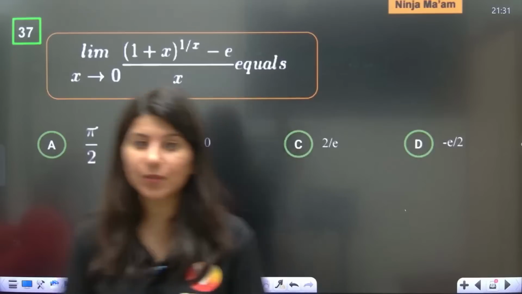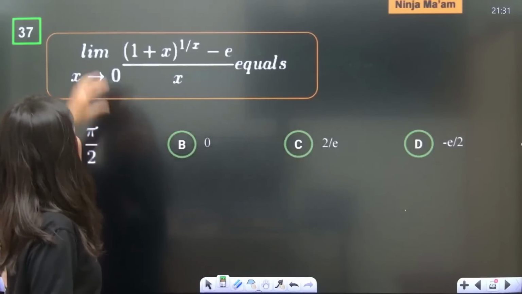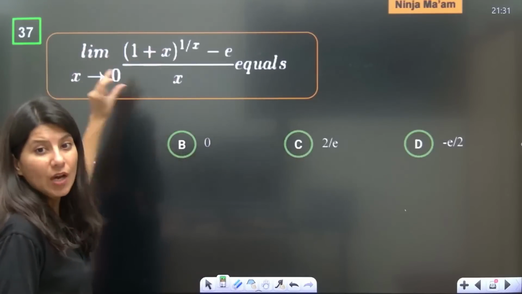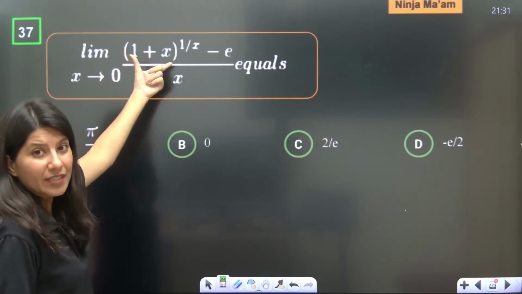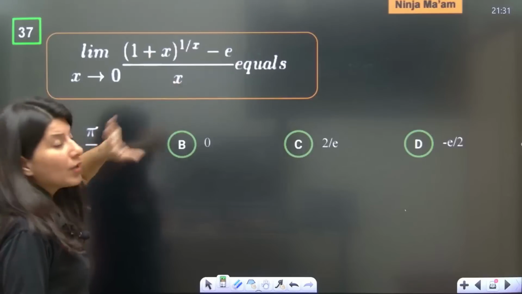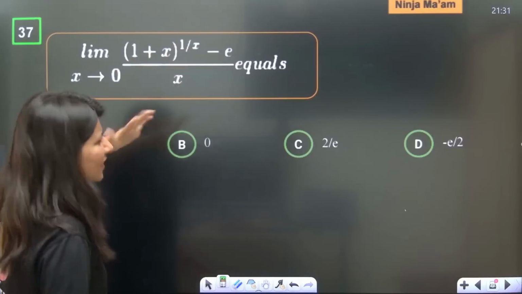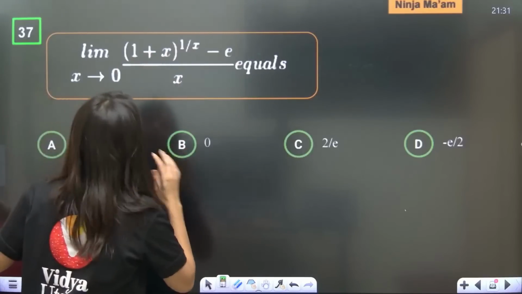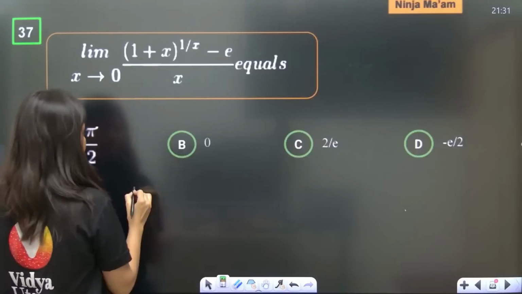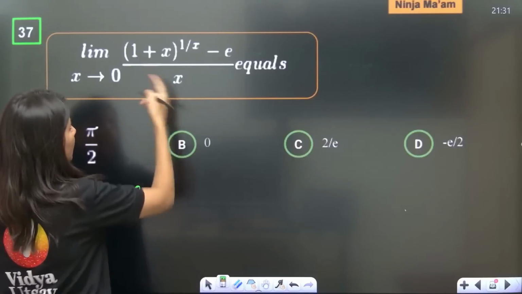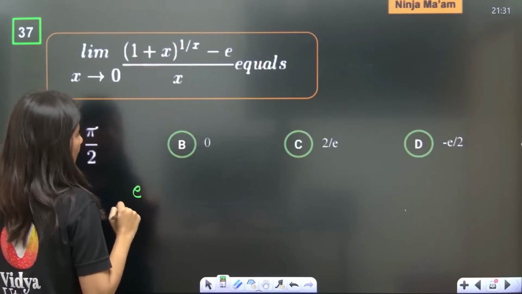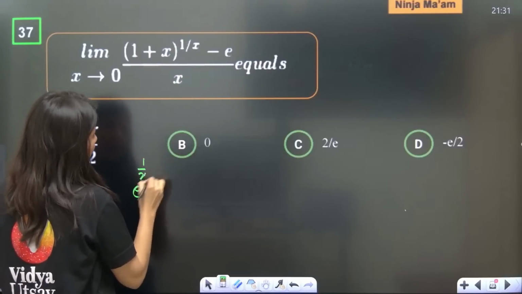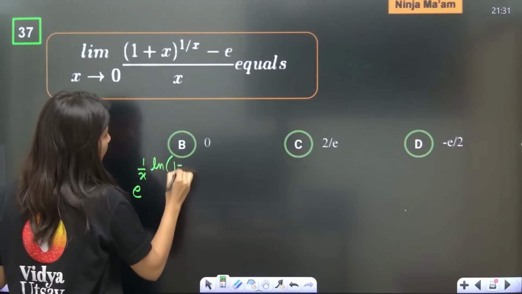Okay, this is a very good question. So the limit of this is equal to, now if you put x equals to 0, this is what? 1 raised to power infinity minus e upon x. So this is a complicated limit, but it is not that complicated. So see, what you need to do is, this is e power, see, 1 plus x power 1 by x. So e power, can I write it this way? E power 1 by x ln 1 plus x.